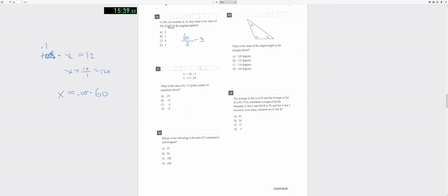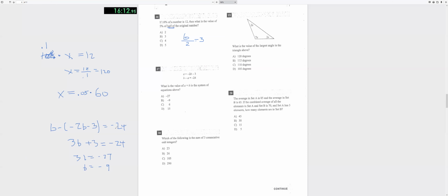What is the value of a plus b in the system of equations above? All right, so easiest is going to be to do a substitution because we have a equals right here. So b minus negative 2b minus 3 is equal to negative 24. So b minus negative 2b is 3b, minus negative 3 is plus 3, equals negative 24. 3b is equal to negative 27. b is equal to negative 9.